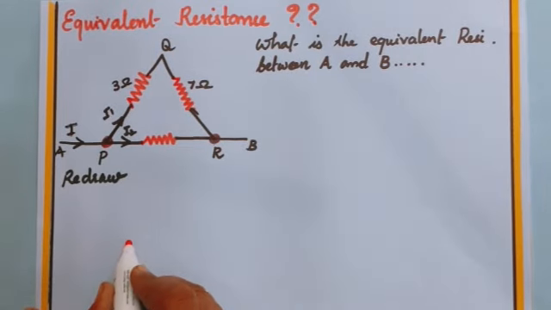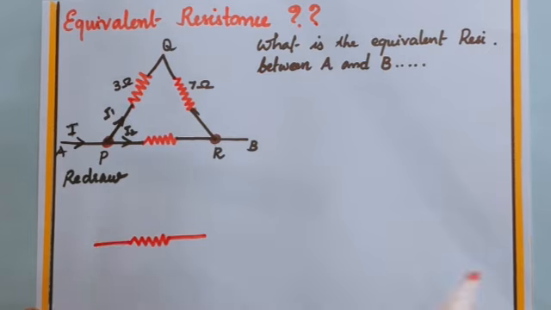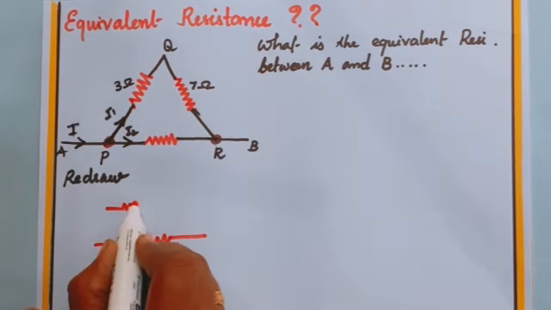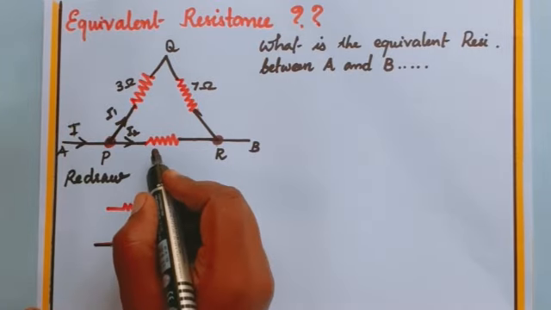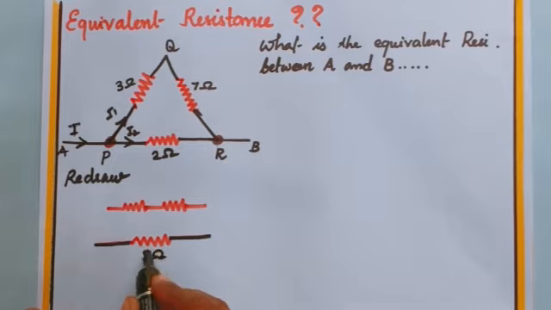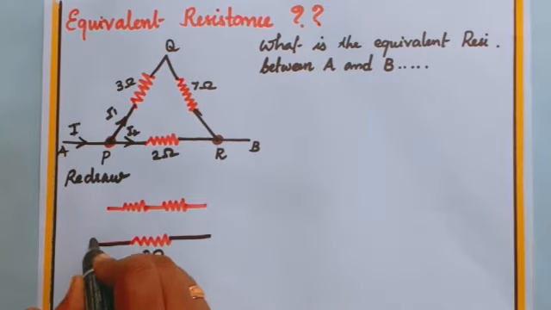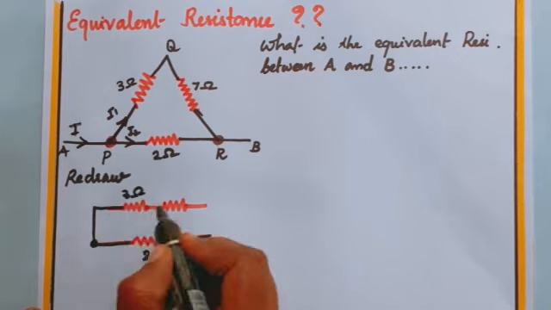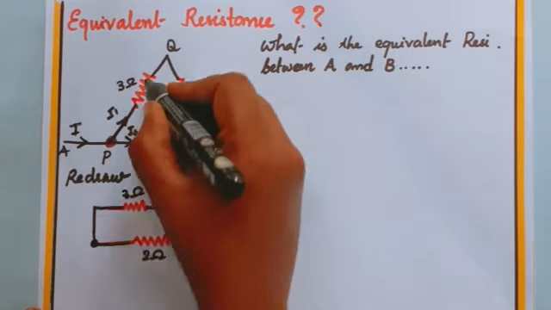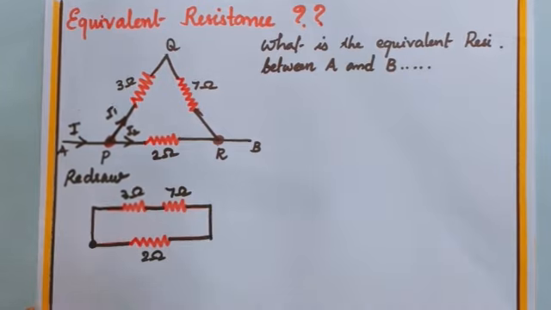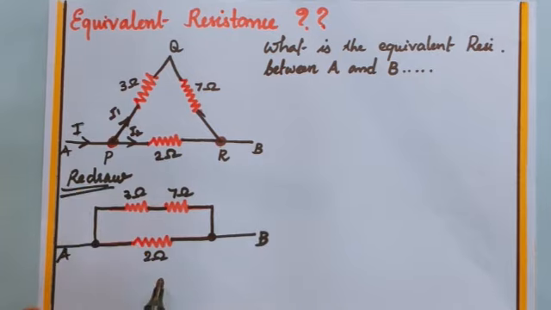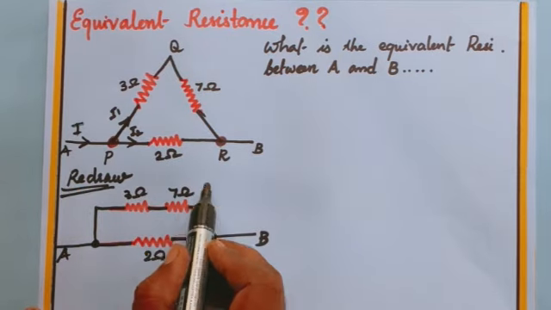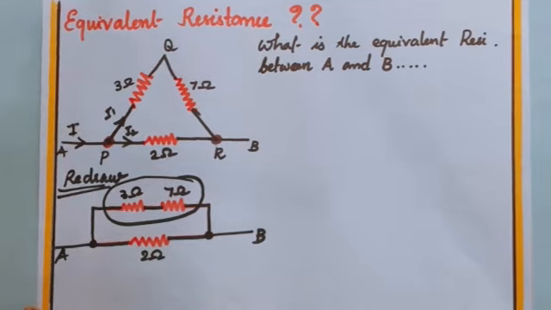Then we have to redraw the circuit. How can you redraw? First, the resistance in between the junctions, that is P and Q. Then draw the series combination of resistors, that is 3 ohm and 7 ohm. Okay, now we can identify easily. Two resistors are in series, in parallel with one resistor, that is the 2 ohm resistor. This is the simple circuit.